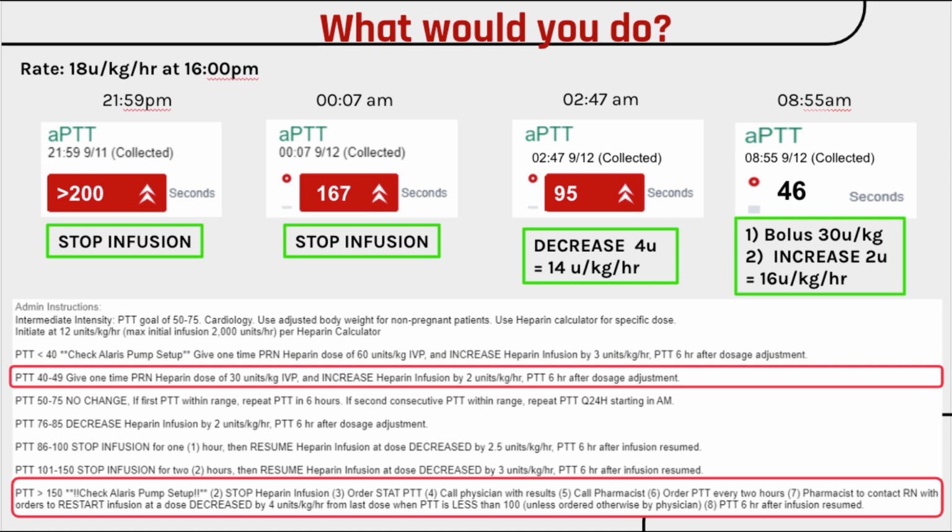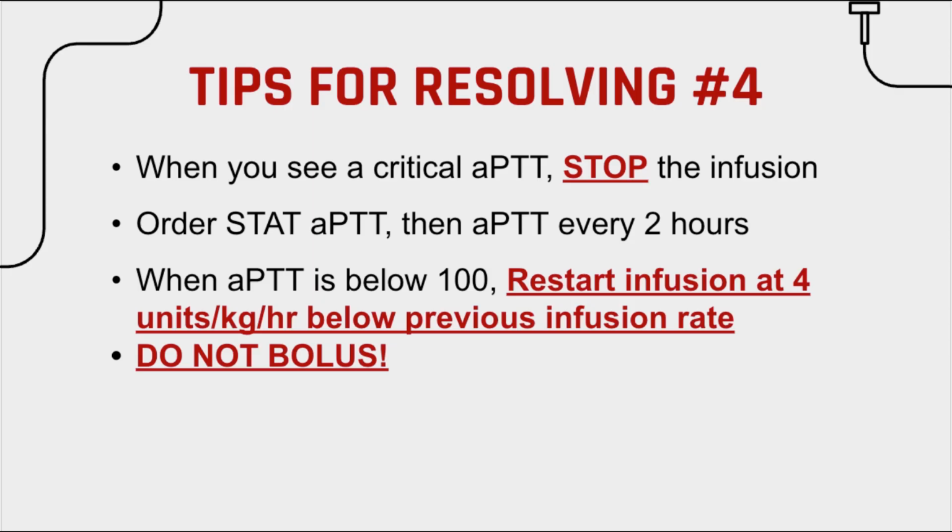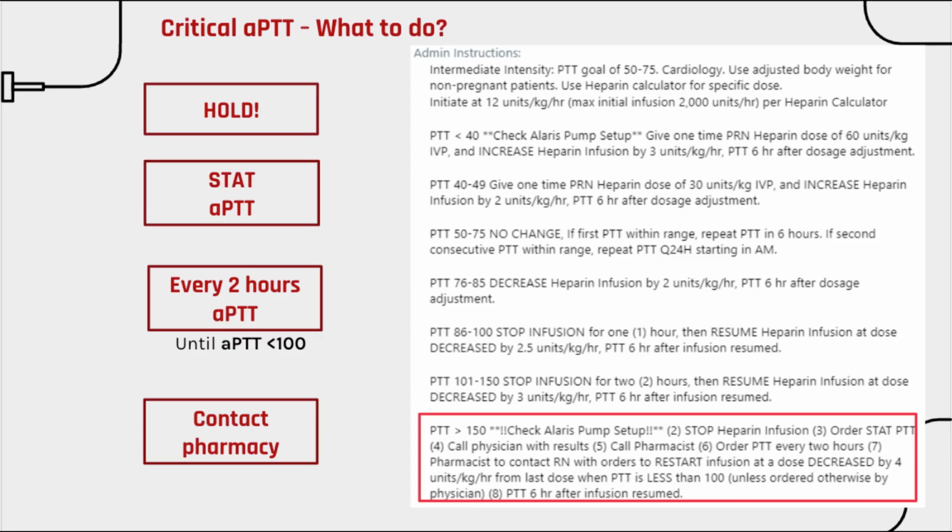Now at 0855, PTT is subtherapeutic at 46. We would give a bolus of 30 units per kg and increase the rate by 2 units to 16 units. Tips to approach critical PTT are to follow the protocol closely and check when PTT is supertherapeutic. Here is a quick snapshot of the guide to managing critical PTT.